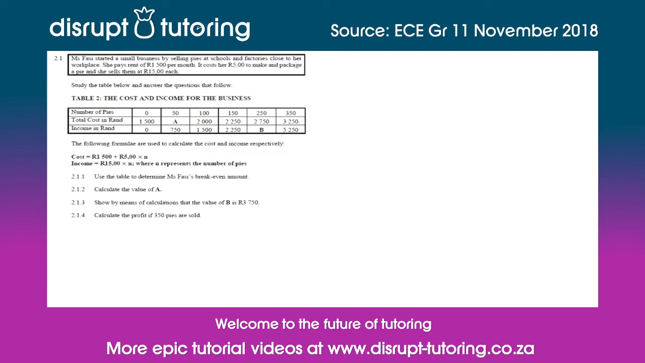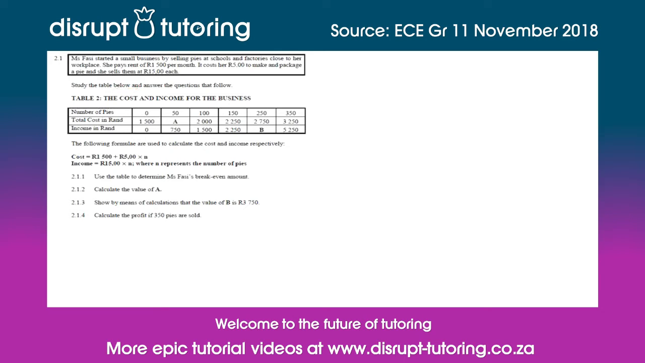We're on question 2.1 from the 2018 Maths Lit Paper 1, the grade 11 paper. This question is a financial maths question which deals with reading data from a table as well. Miss Fussy started a small business by selling pies at school and factories close to her workplace. She pays rent of 1,500 Rand per month. It costs her 5 Rand to make and package a pie, and she sells them at 15 Rand each.